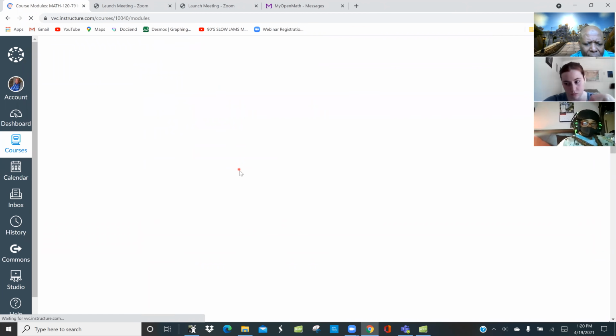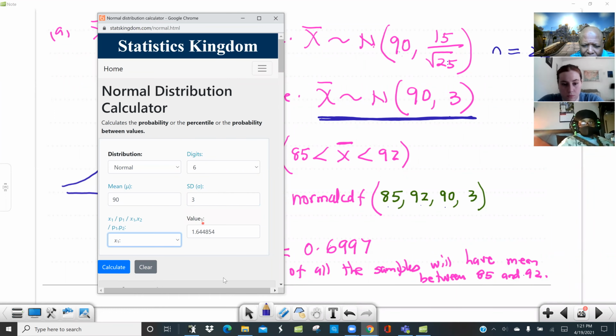So if you are asking me to find this area, well, we do what we did before. You look at the mean, identify the mean. The mean is 90 here. What's the standard deviation? The standard deviation is not 15 anymore. The standard deviation is 3. And then what do you want? Because it's going to be in between two values, you select x1, x2. You put 85 here. You put 92 over here.